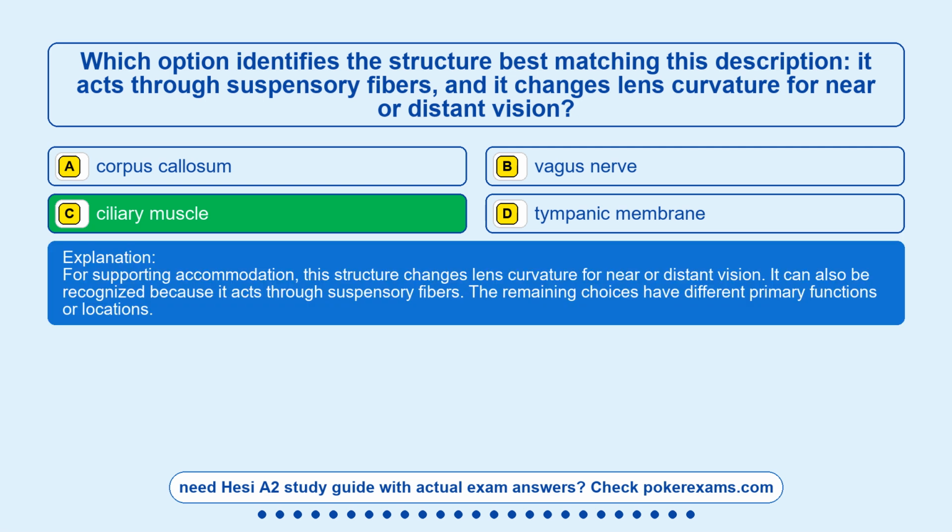For supporting accommodation, this structure changes lens curvature for near or distant vision. It can also be recognized because it acts through suspensory fibers. The remaining choices have different primary functions or locations.